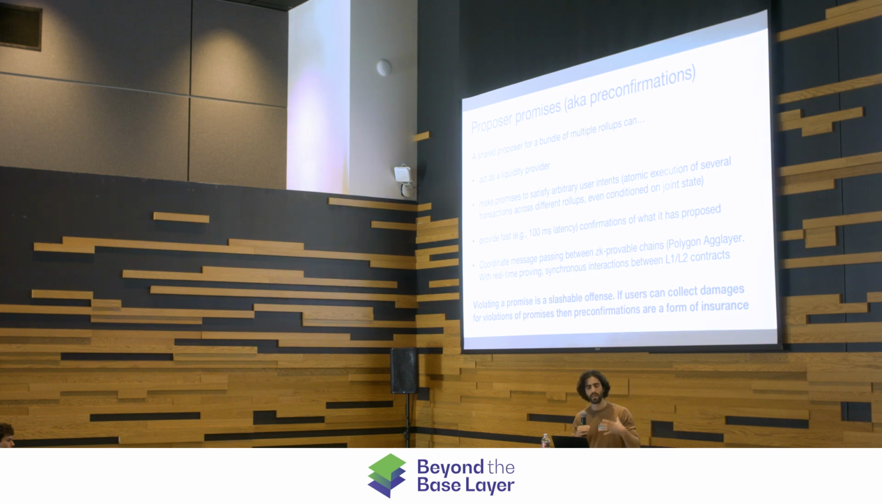It can also coordinate message passing between what I call zero-knowledge provable chains. So chains that have implemented a ZK rollup, but in fact, every chain is ZK provable today because we have general-purpose zero-knowledge virtual machines. So as the zero-knowledge technology is maturing, even optimistic rollups could be proven with zero knowledge. This is something that Polygon AggLayer has also written about, and it's a very, very elegant design.